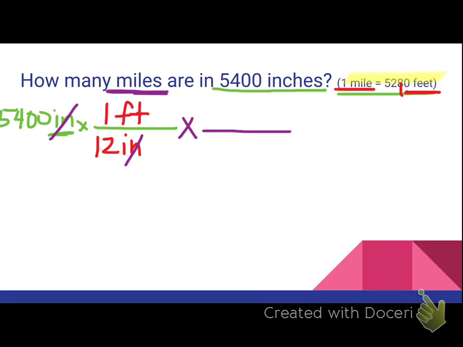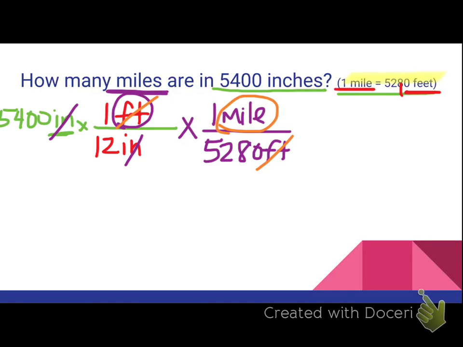So because feet is on top here, we want it to go on the bottom in my tile. 5,280 feet is 1 mile. So check my units, my feet cancel, and I'm left with miles, which is going to be the unit that I'm going to end up with once I do my math. So let's go ahead and do our math here. We're going to have 5,400. We would multiply by 1. We don't need to do that because we know that keeps it the same.